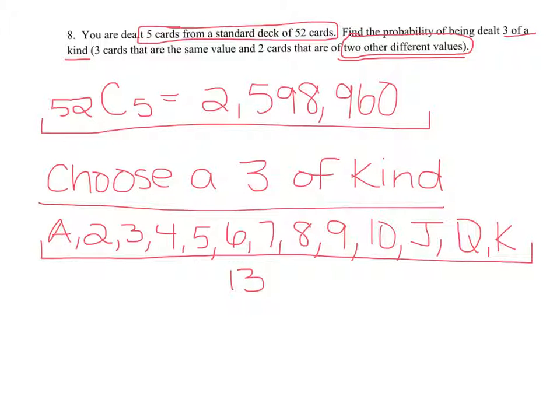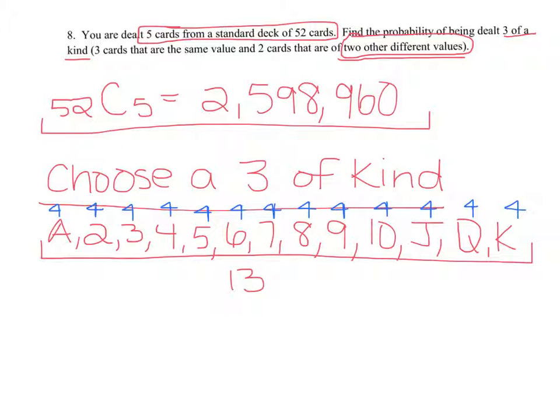Now, once we've chosen the number, for instance 2s, you have 4 of each of these numbers in a deck. There are 4 aces, 4 2s, 4 3s, 4 4s, 4 5s, 4 6s, 4 7s, 4 8s, 4 9s, 4 10s, 4 jacks, 4 queens, and 4 kings. If you added all those 4s together, you would get 52 cards, because 4 times 13 is 52.